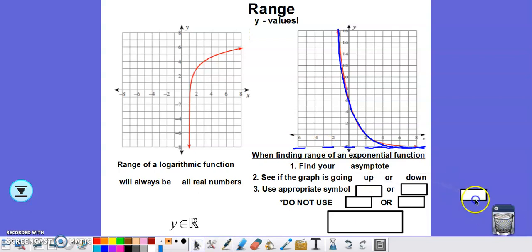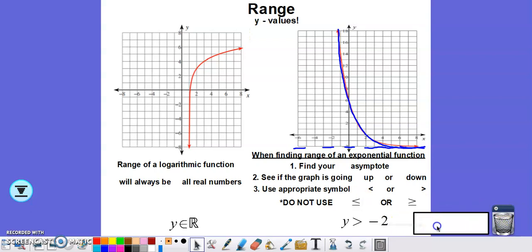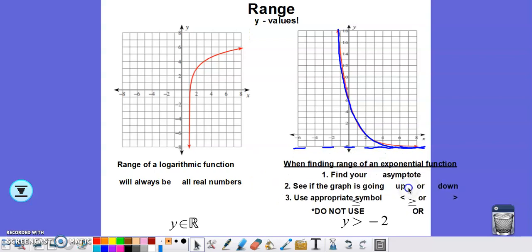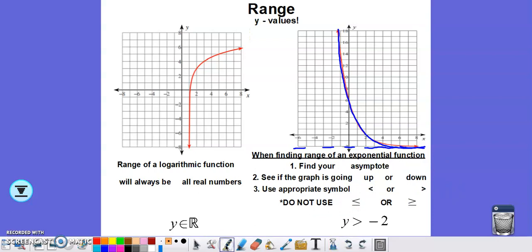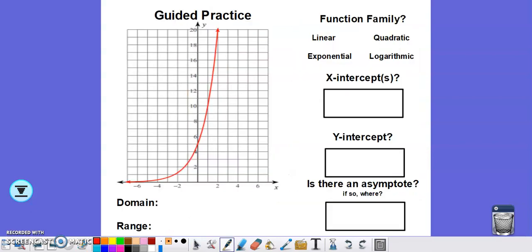And then we're going to determine, is it going up or down? If it's going up, we're going to use less than. If it's going down, we can use greater than. And then we still can't use equal to. Remember, we approach an asymptote, we don't actually go there. So in this case, Y must be greater than -2. I apologize when I said up. So up is going to be greater than. I misspoke before. And down will be less than. Alright, let's try a practice question.